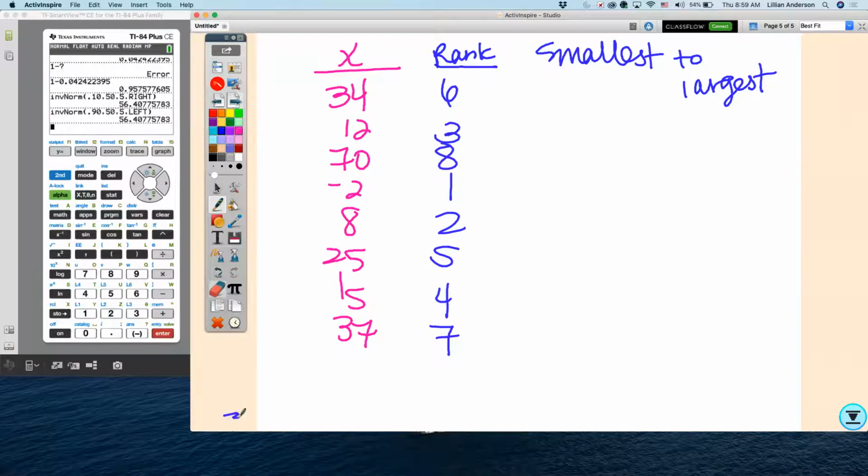What if your values were tied? You have to add up the ranks that they would be and then divide it by how many ranks there were that were the same.